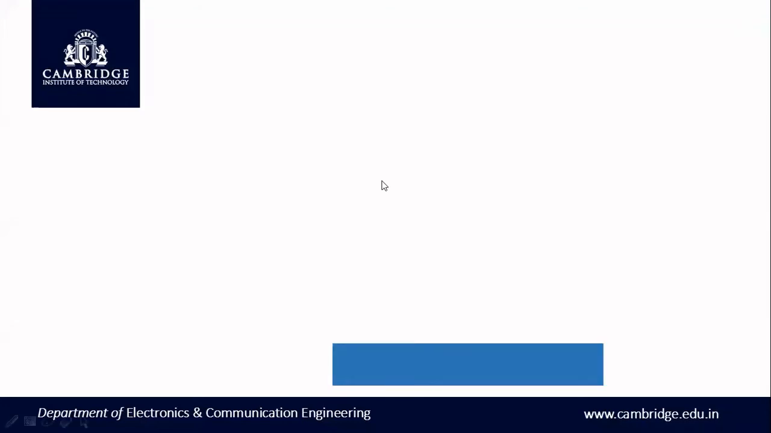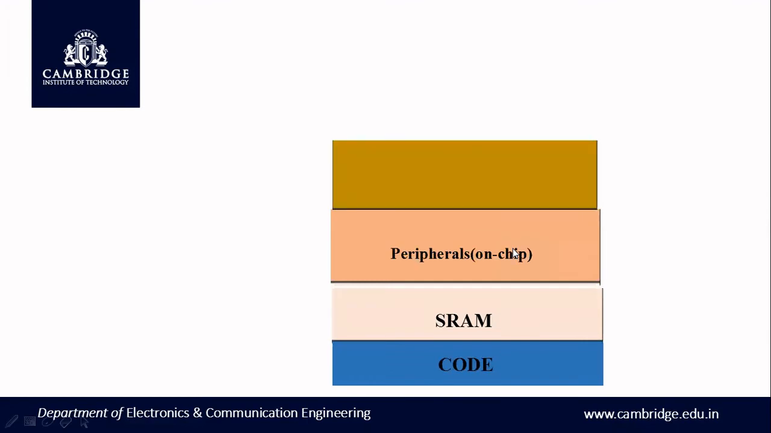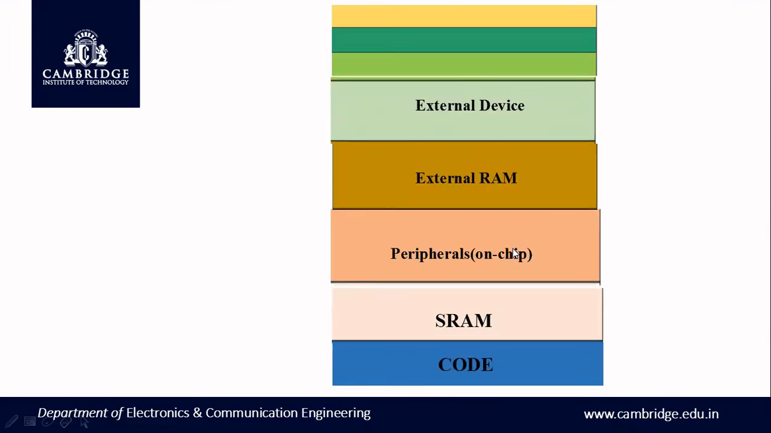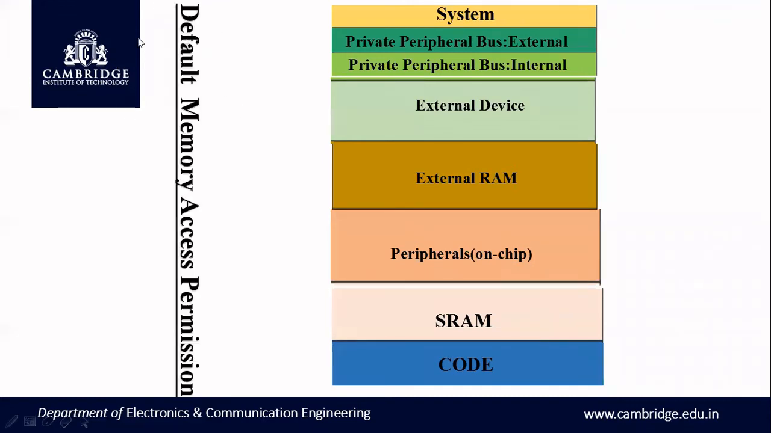Okay. So now that you know the memory map of the Cortex-M3 processors, we will see what the default memory access permissions allowed for it are. First you have the code region, after this you have the SRAM region, on-chip peripherals, external RAM, external device, PPB internal and external, and then the vendor specific region, right? So this was the predefined memory map of the Cortex-M3 processor. We would now see what the default memory access permission is. That is, once I turn on the processor, which areas can the user access by default.